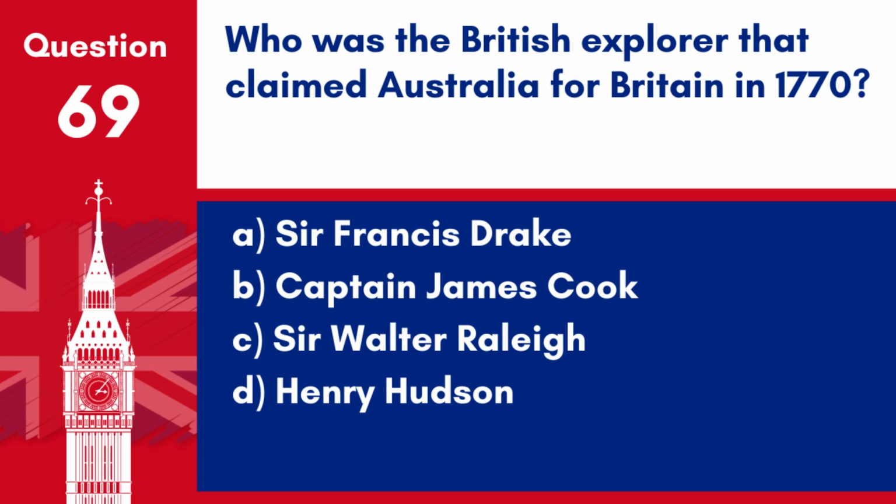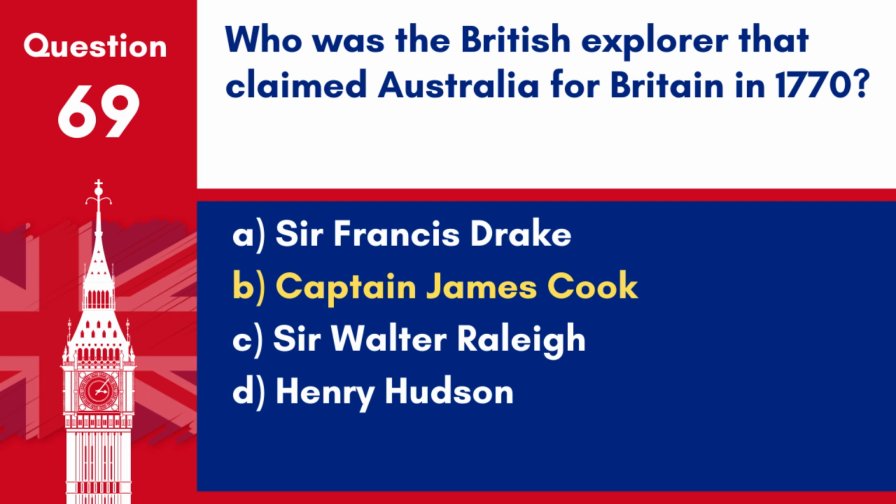Question 69. Who was the British explorer that claimed Australia for Britain in 1770? A. Sir Francis Drake. B. Captain James Cook. C. Sir Walter Raleigh. D. Henry Hudson. Answer. B. Captain James Cook. Captain James Cook is credited with claiming Australia for Britain in 1770 during his first voyage of discovery.